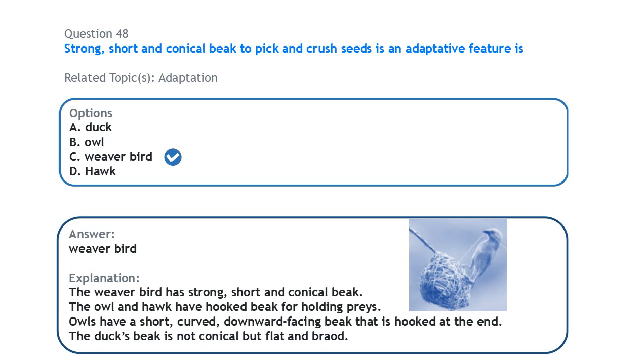They have blunt beaks. But birds like owl and hawk, which are carnivores and basically hunt animals, usually have hooked beaks, and that is for holding the prey. Owls have short curved downward facing beaks that are hooked at the end. The duck's beak is not conical, it is flat and broad. So the weaver bird is what fits this description here. It has a strong, short and conical beak.